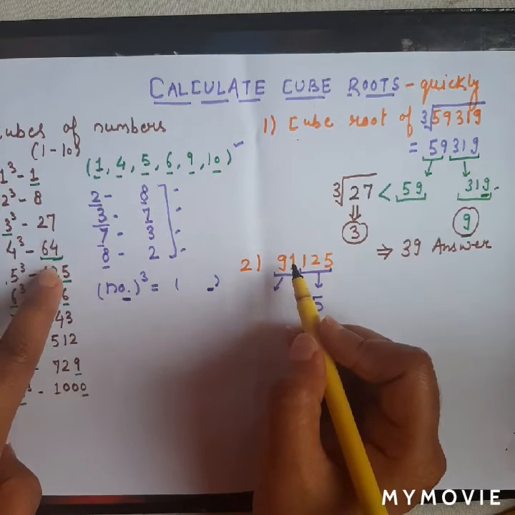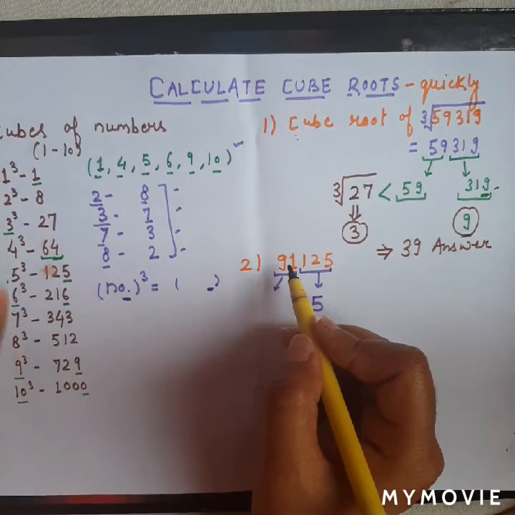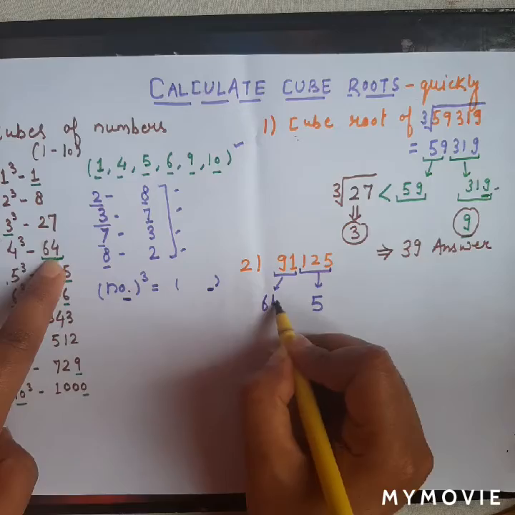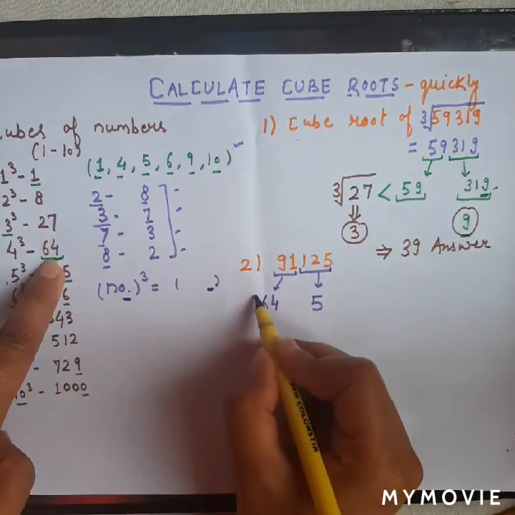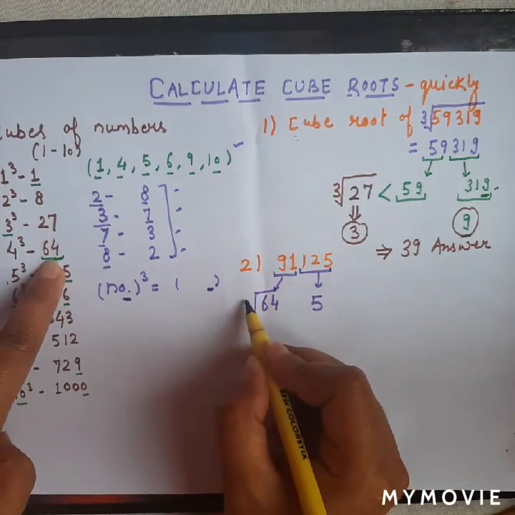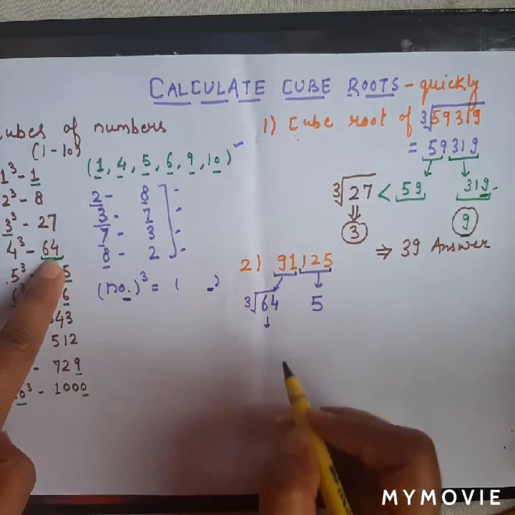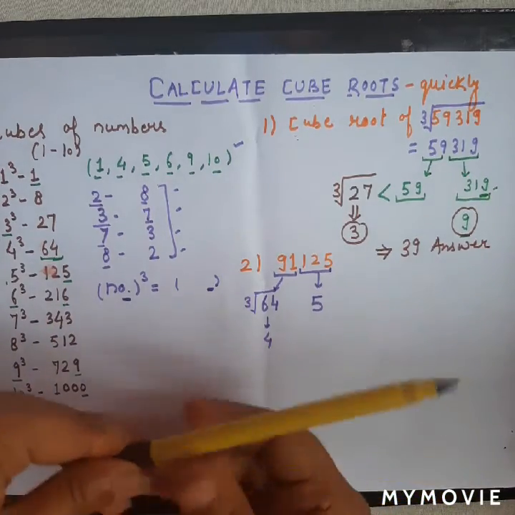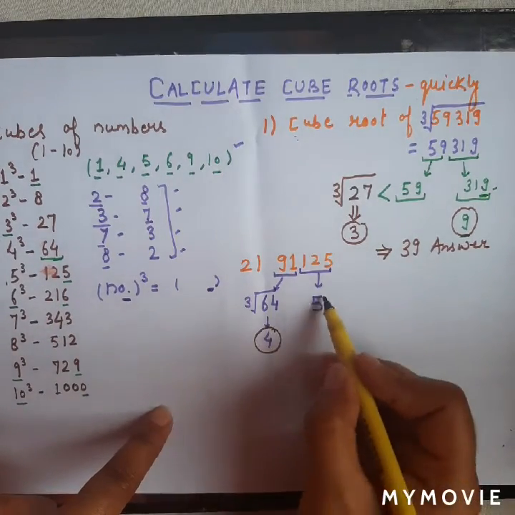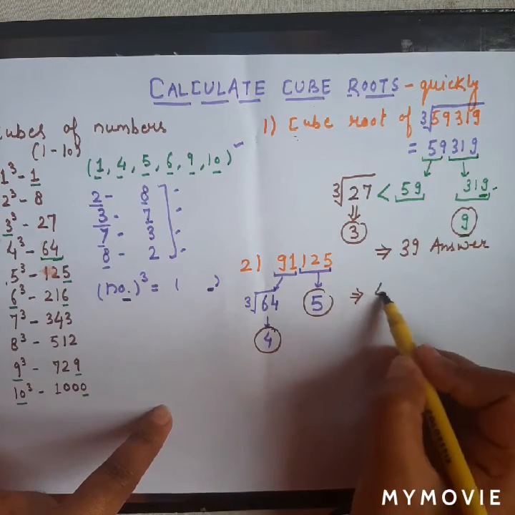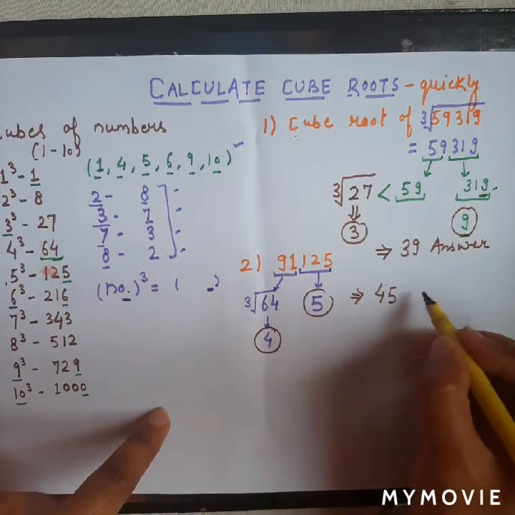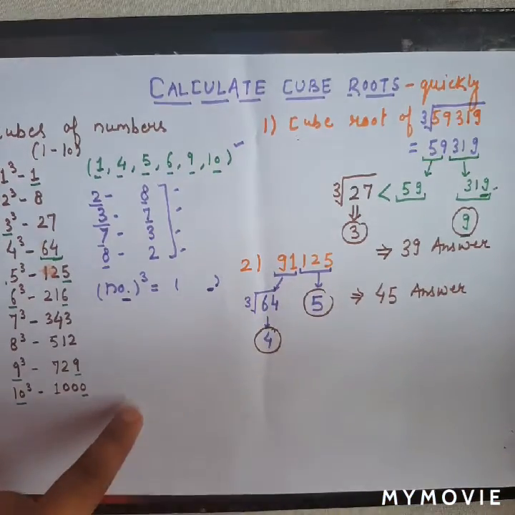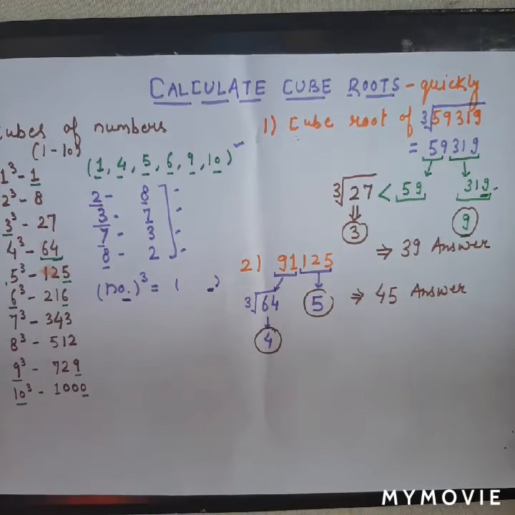Less than 91 is 64, because 125 is not less than 91. We will find the cube root of a perfect cube. These are perfect cubes. So it is 64. As we are finding the cube root, we will take the cube root of this number, and the cube root of 64 is equal to 4. So we are left with 4 and 5. So we will write these numbers as 45. So this is the answer of this equation. The cube root of this number is equal to 45.